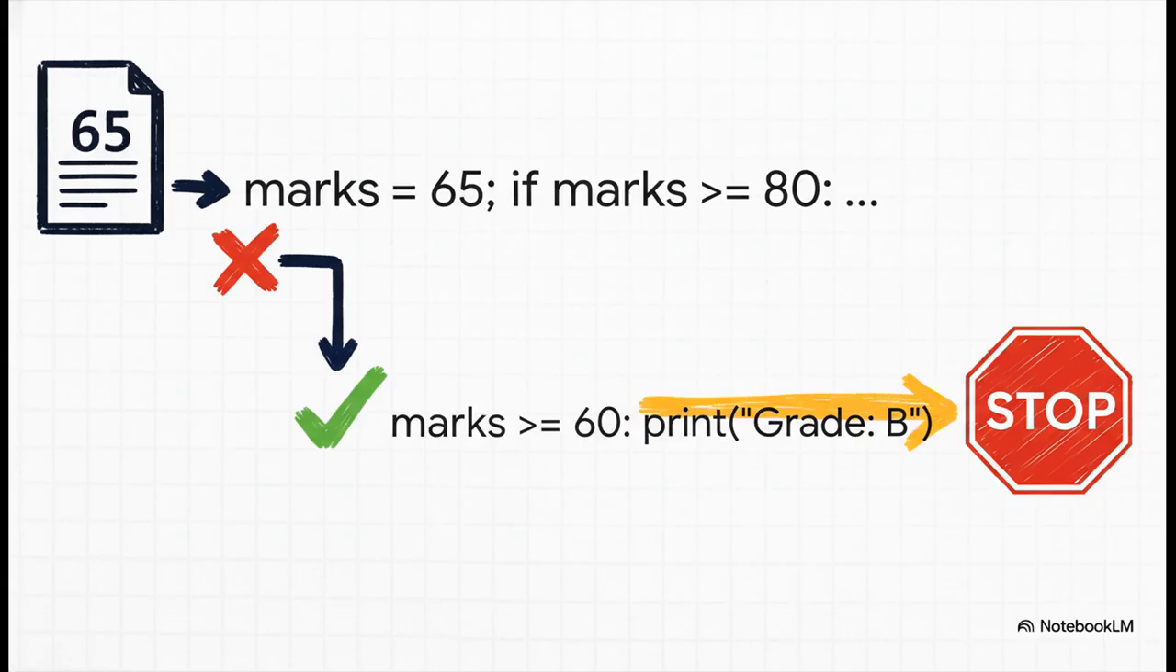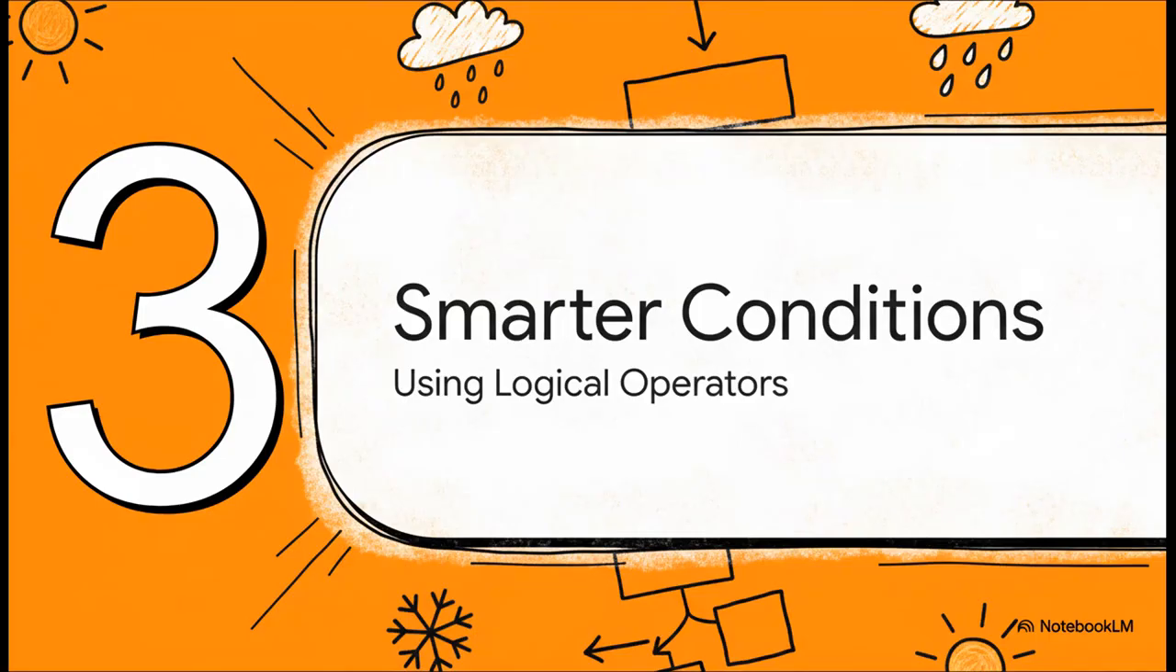Nope. So it moves to the next rung on the ladder, the elif. Okay, are the marks 60 or more? True. It prints grade B, and, this is the key, it stops. It found the first true condition, and its job is done. All right, we can handle different paths.